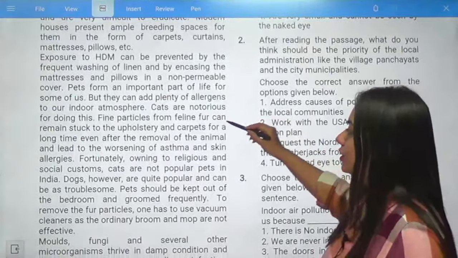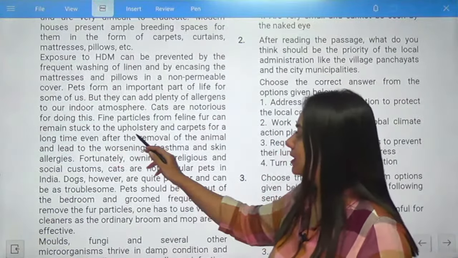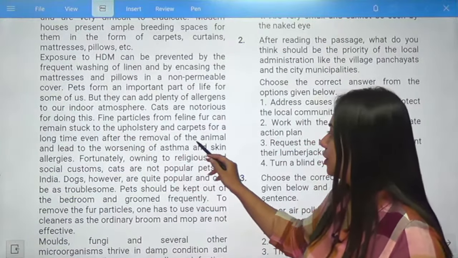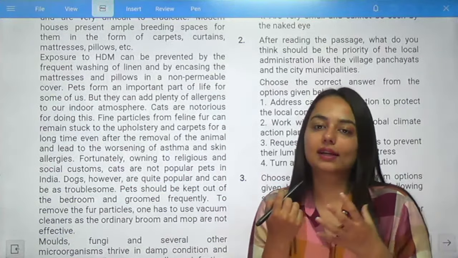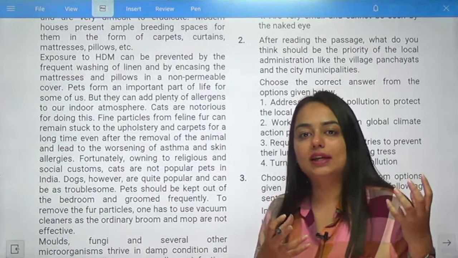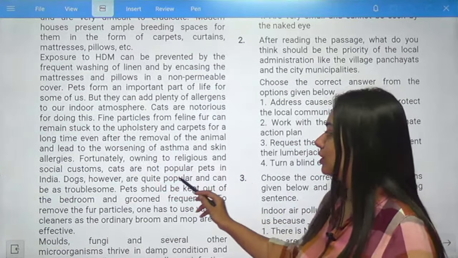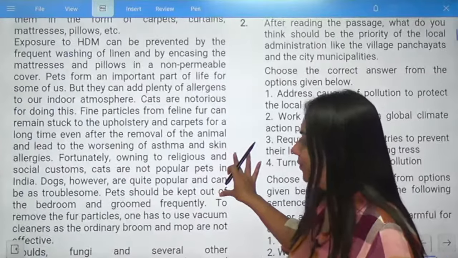Cats are notorious for doing this. Fine particles from feline fur can remain stuck to the upholstery and carpets for a very long time after the removal of the animal and lead to the worsening of asthma and skin allergies. These pets and the allergens they carry can cause asthma also. Fortunately, owing to religious and social custom, cats are not popular pets in India, which we all know.